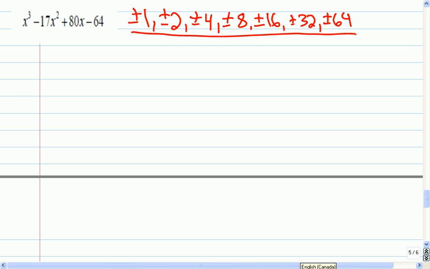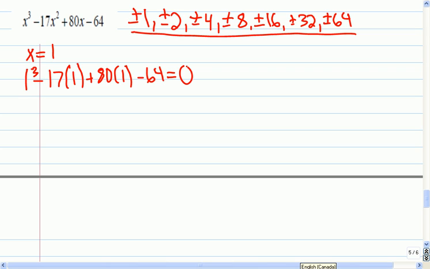I think this time maybe I will choose x equals 1 and see what happens. So then I get 1 cubed minus 17 times 1 plus 80 times 1 minus 64. And look at that, I get a good choice again. It works out. This is a factor. So I will go x minus 1. I know that one is a factor. Use synthetic division.